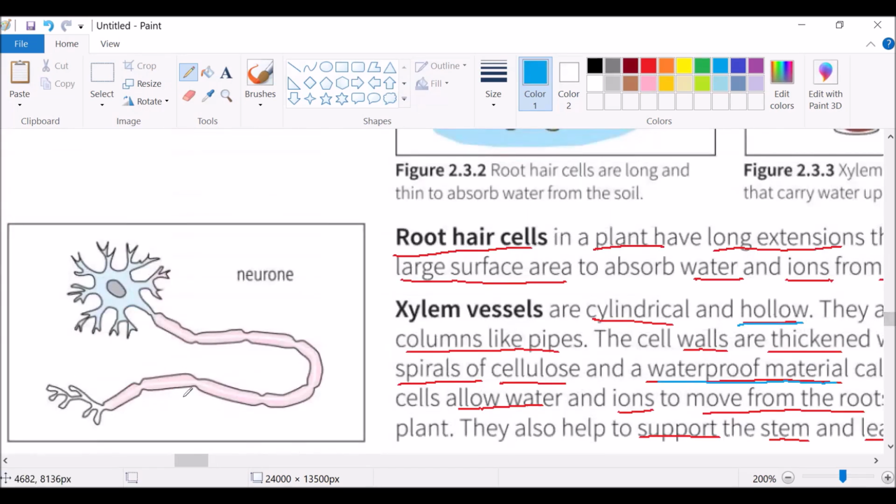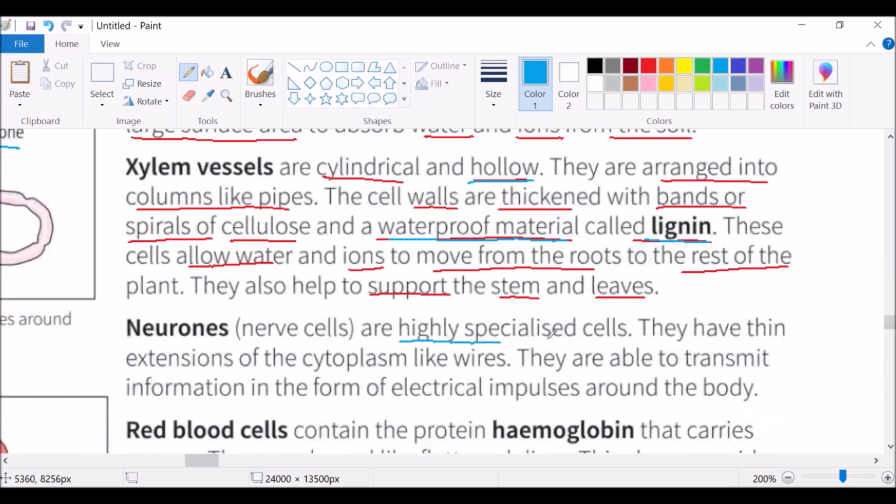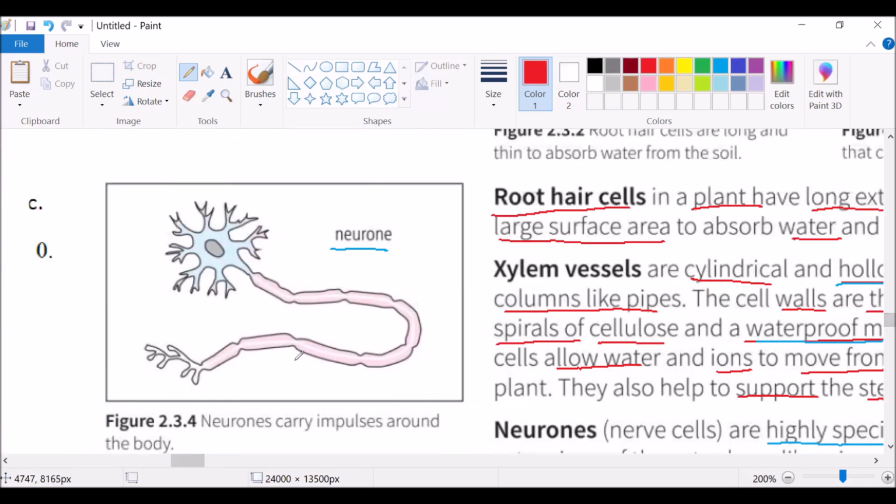Then we have nerve cells or neurons. Nerve cells are highly specialized cells. They have thin extensions of the cytoplasm like wires. They are able to transmit information in the form of electrical impulses around the body. So nerve cells have a function to carry impulses around the body. So they have long cytoplasm-like wires which carry information around the body.